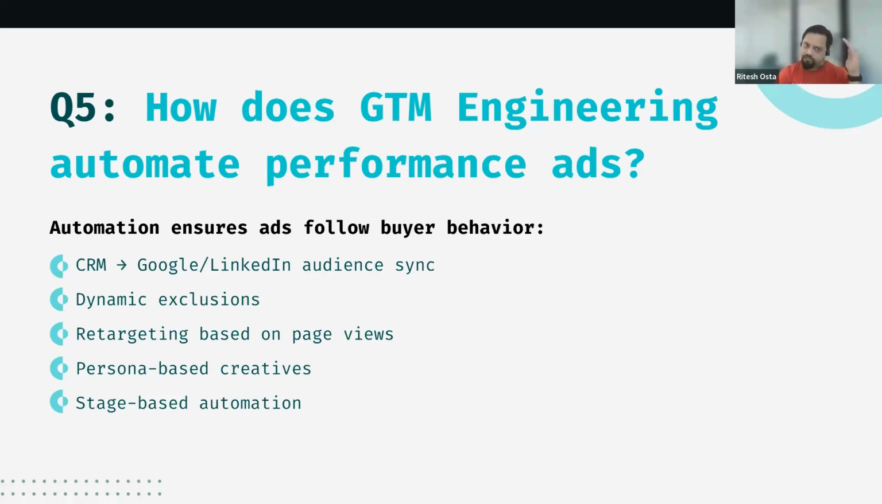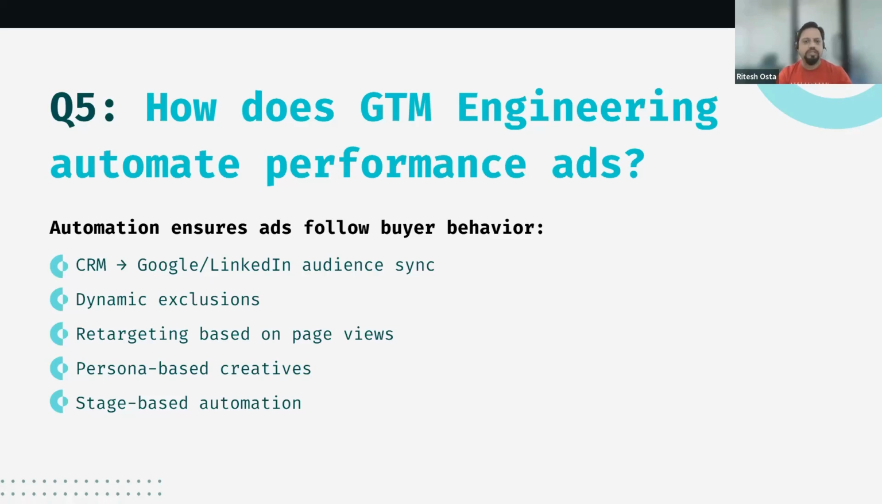Persona-based creative, right? Within the companies, I want to create different segments based on persona, so I want to run different ads. For example, the ad that I want to run for a CIO may not be the ad that I want to run for the marketing manager, right? And then stage-based automation. For example, if a certain account has gone into the deal stage, then you activate the ad. So that's the kind of automation that typically we are seeing when it comes to performance ads.